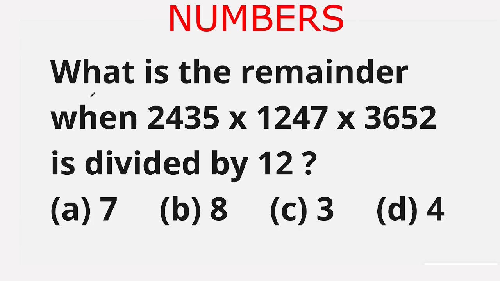Our question is, what is the remainder when 2435 multiplied by 1247 multiplied by 3652 is divided by 12? The given options are option A 7, option B 8, option C 3, option D 4.